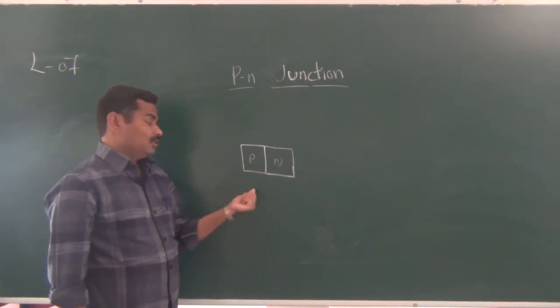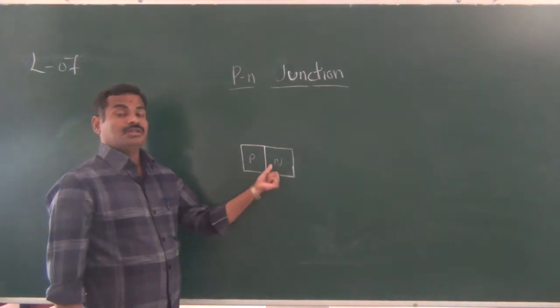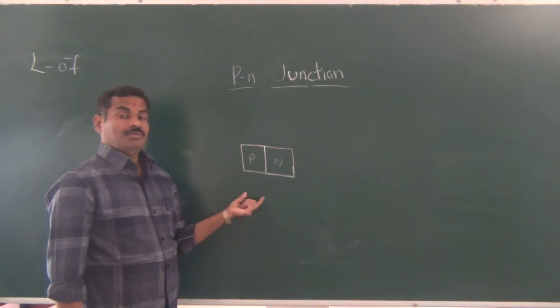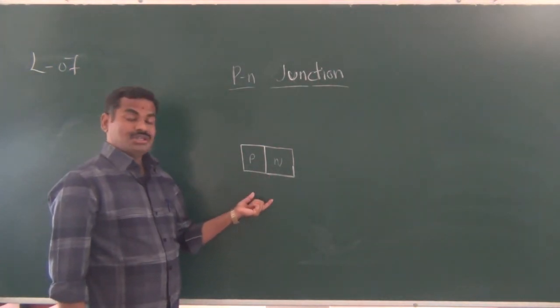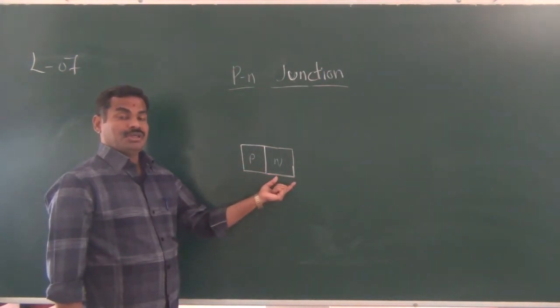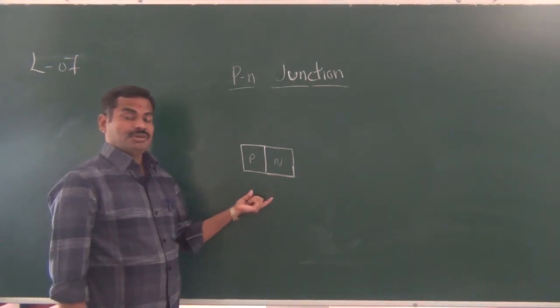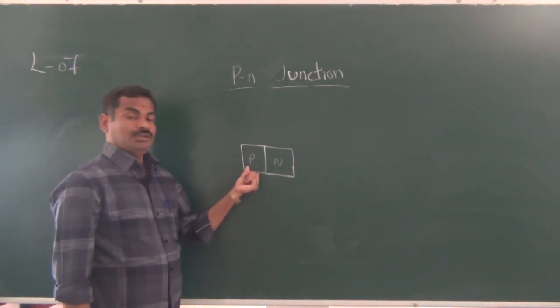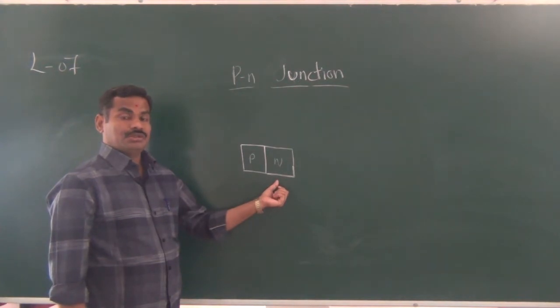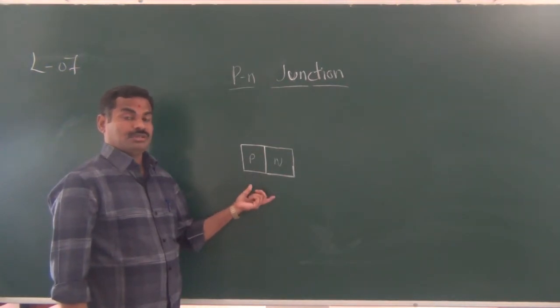Another method is there. You take a p-type semiconductor and diffuse an n-type semiconductor onto it. Or you take silicon or germanium, a pure semiconductor, and then diffuse one side with p-type and the other side with n-type semiconductor. That is another method. With the process of diffusion, we can construct the PN junction.